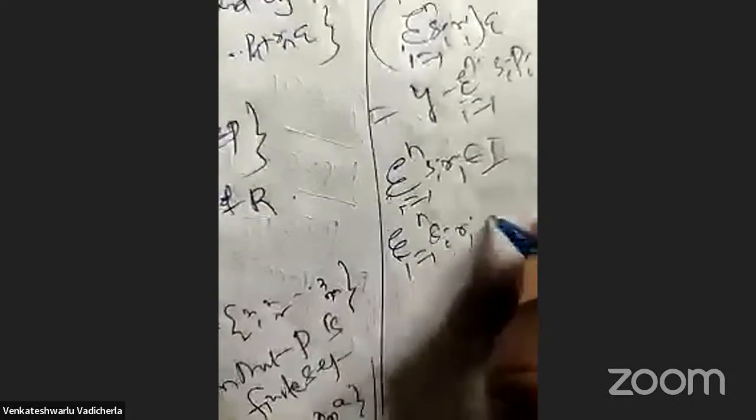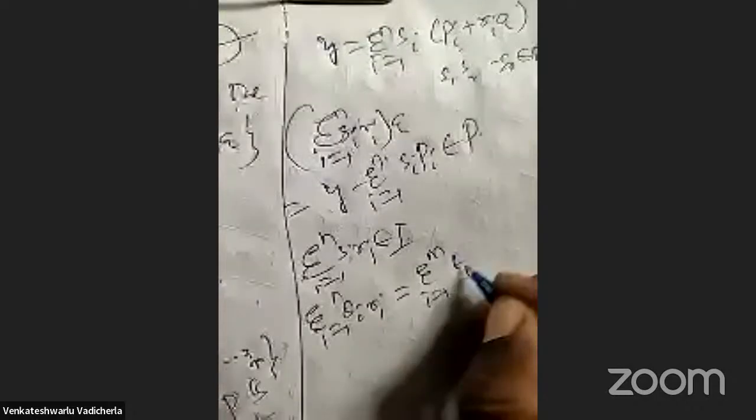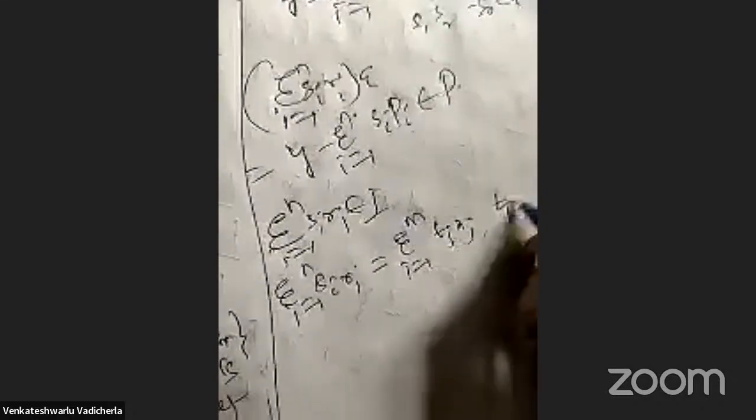Next, the summation of i equal to 1 to n of si ri is equal to the summation of j equal to 1 to m of tj xj, where tj belongs to R.